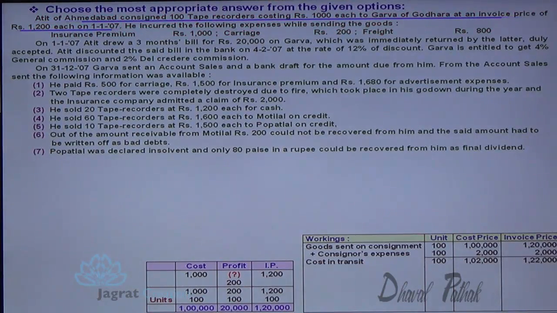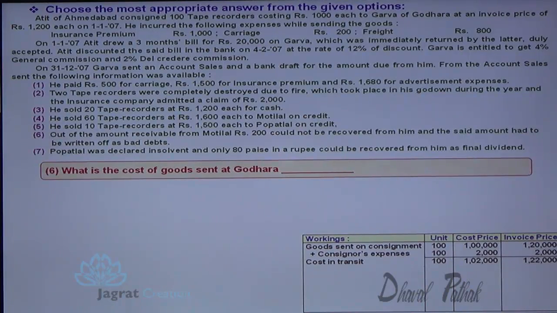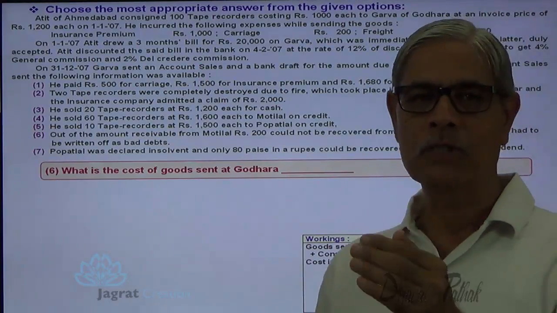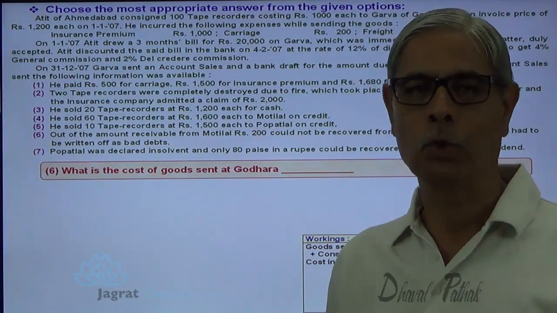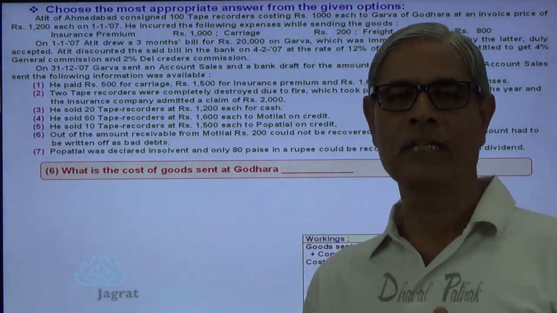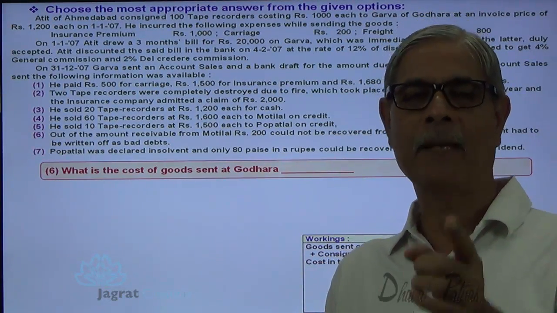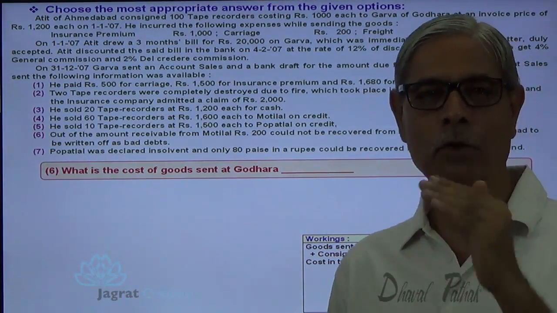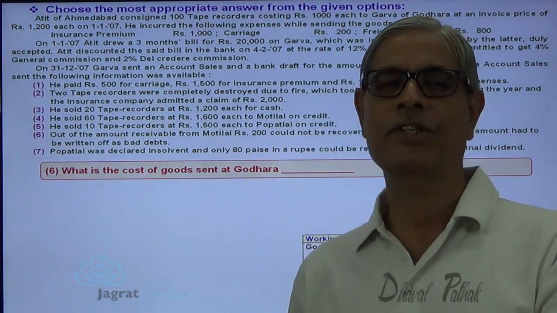Now next, what is the cost of goods sent at Godhra? Goods are sent from Ahmedabad. Expenses incurred for sending the goods are 2,000, so you get the cost of goods in transit. Now these goods are received by the consignee at Godhra. The expenses incurred by the consignee at Godhra on receiving goods are required to be added to it. By that you will get the cost of goods at the destination of the consignee.